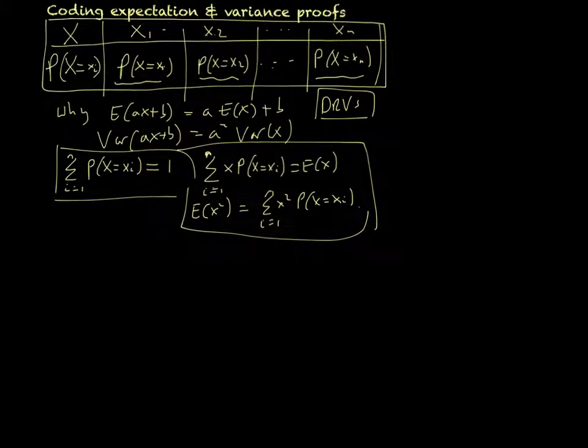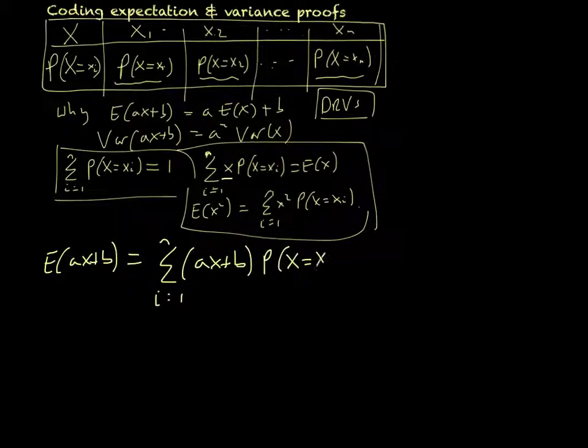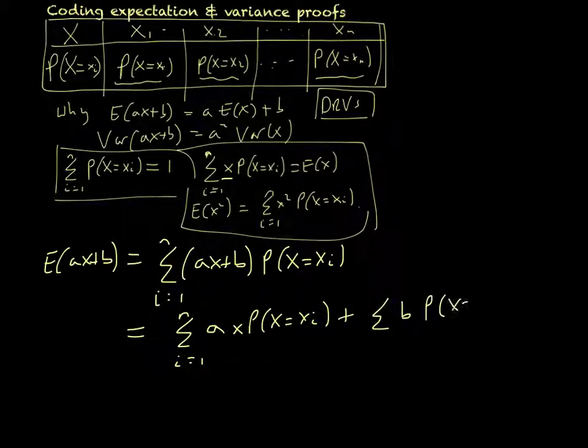So we're saying that E of ax plus b is the same as the sum from i going from 1 to n, and this time x is ax plus b, times the probability of x equals xi. Let's multiply that out then. So we get the sum from i equals 1 to n of ax P of x equals xi, plus the sum of b lots of P of x equals xi, i going from 1 to n again.